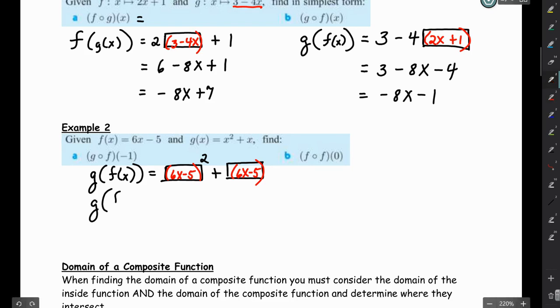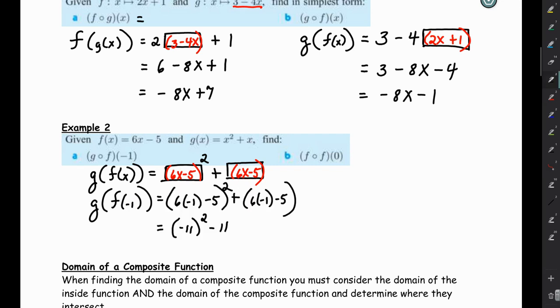So I have g of f of -1. And now I'm going to replace x with a -1. So wherever we have an x, so here we have an x, right? This time we're saying wherever there's an x, put a -1. And we get 110. All right, let's try the next one.